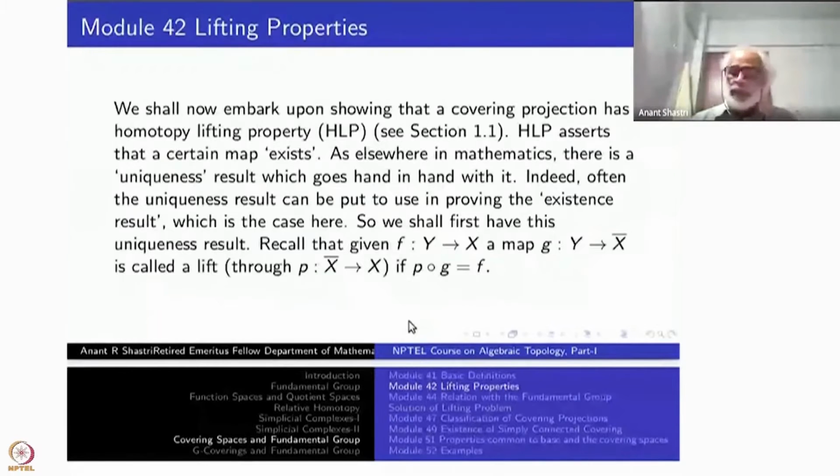Today's topic is lifting properties of covering projections. Last time we introduced the concept of covering projection, and checked some basic properties, like a covering projection is a local homeomorphism. Therefore, its fibers are all discrete, and the base space and the top space share all the same local properties. That's what we have seen.